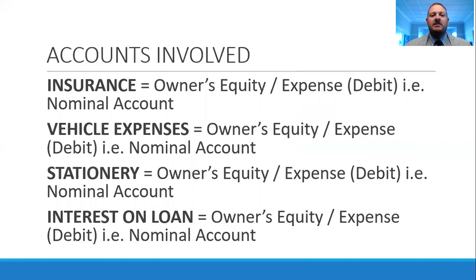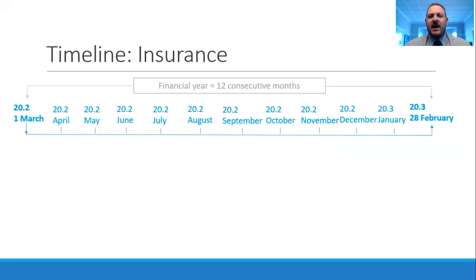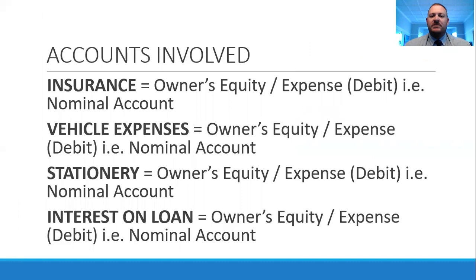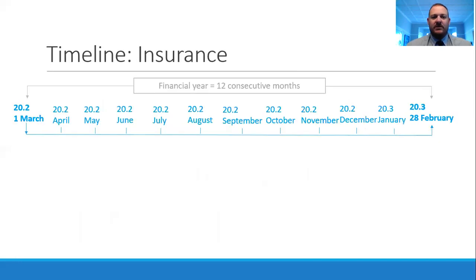Okay, again, accounts involved, they're all expenses. And again, referring to expenses, we know that they all increase on the debit side. And if you reduce the expense, they need to be reduced on the credit side. So those are the expenses that we're going to be dealing with.